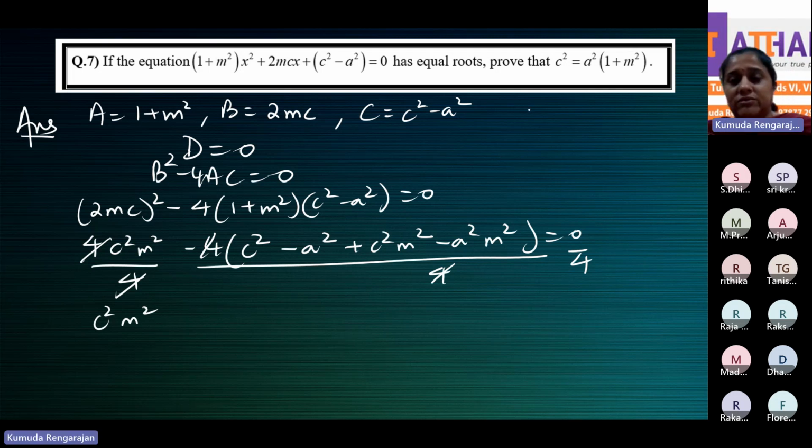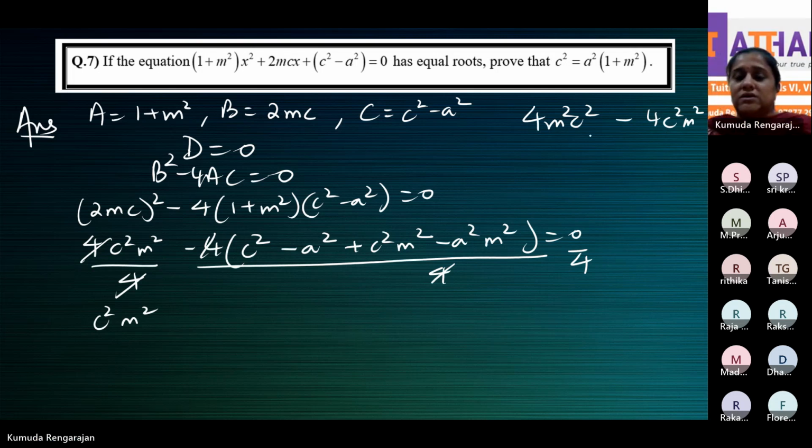Because sometimes, you will have 4 M square C square, and maybe you have minus 4 C square M square. But suddenly you might not realize that they are the same, and you will not cancel it out. You might feel like they're different because this is M square C square, this is C square M square. They are the same. So to avoid this mistake, you can always write it in alphabetical order. So don't write M square C square, write as C square M square. A, B, C, then M.